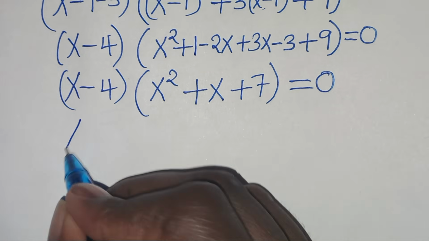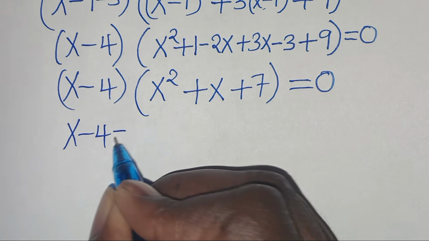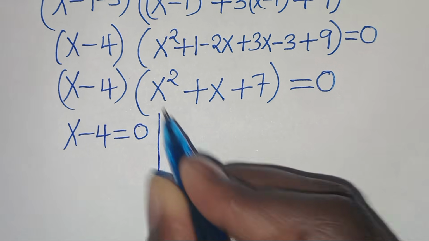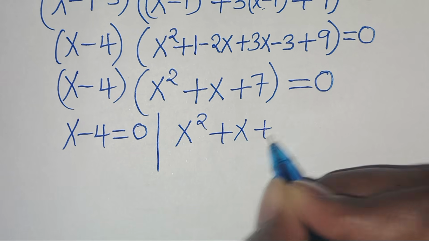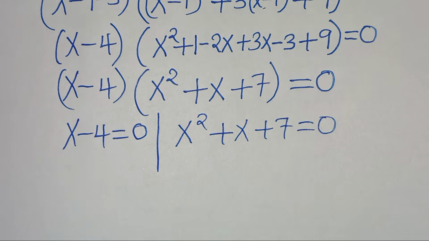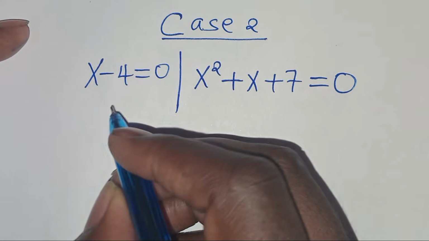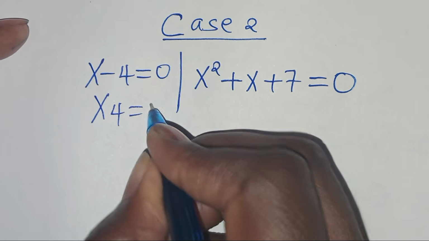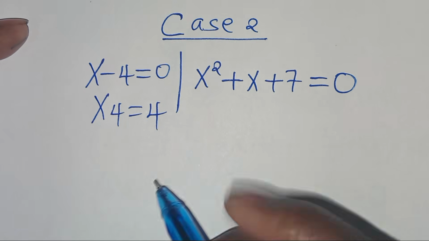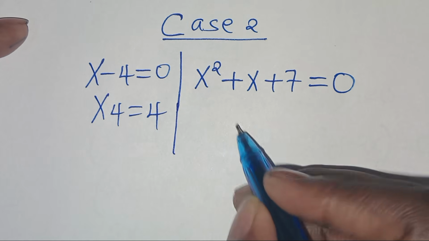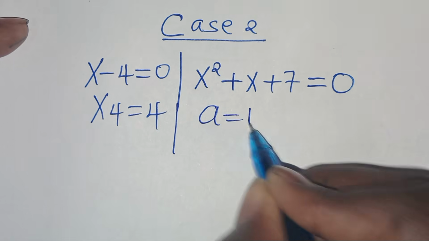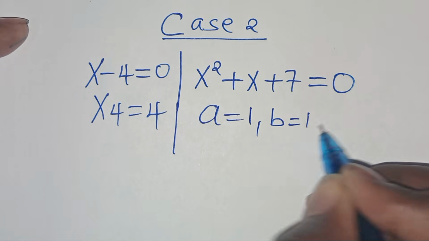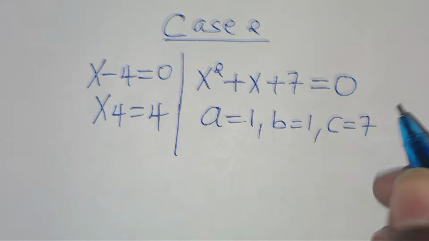So we have x minus 4 equal to 0, and x squared plus x plus 7 equal to 0. So we have x4 is equal to 4. This is the second real solution that we have. Now here we have a quadratic equation where a is equal to 1, b is equal to 1, and c is equal to 7.